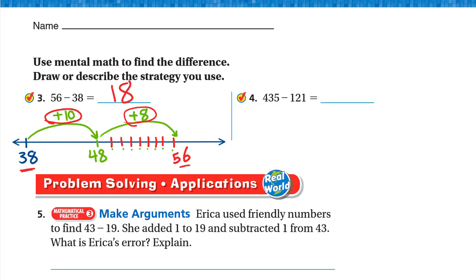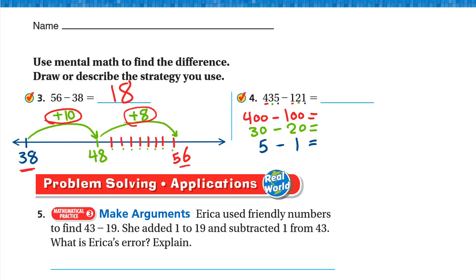Okay, at number 4, 435 minus 121. It's really clear here. We won't subtract 3 digits. It's usually using the break apart strategy. So we will subtract the hundreds. So 4 hundreds minus 100. And the tens, 30 minus 20. And the ones, 5 minus 1.